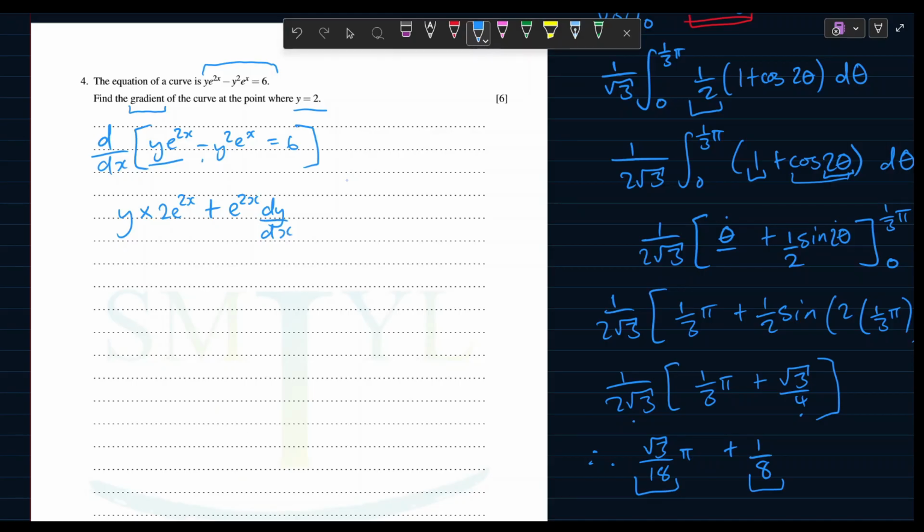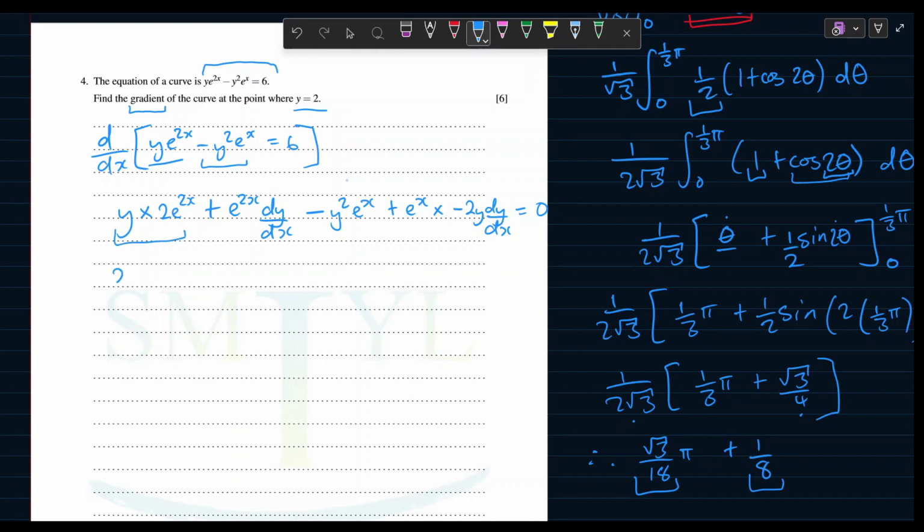All right, and again here we've got another product. So hold the negative y squared, differentiate e to the x, you get e to the x. Now let's hold the e to the x, differentiate negative y squared. So that's going to be negative 2y dy dx. And then here we've got a constant. You differentiate a constant, you get 0. All right, so let's simplify.